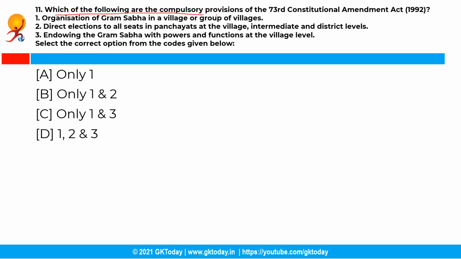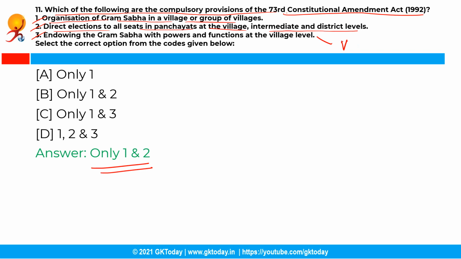So, which of the following are the compulsory provisions of the 73rd Constitutional Amendment Act of 1992? Organization of Gram Sabha in a village or group of villages, direct elections to all seats in panchayats at the village, intermediate and district levels, endowing the Gram Sabha with powers and functions at the village level. So you have to select the correct options from the codes given below. And the correct answer is option B. That is only 1 and 2 are correct.